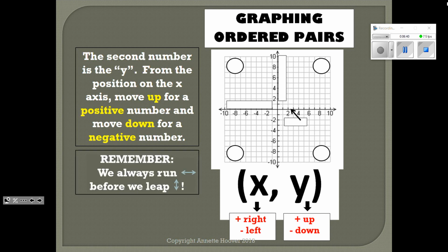So always remember, we run, which means that we're always going to go sideways. We're going to run before we can leap up or down. So you go sideways with the x first, left or right first.